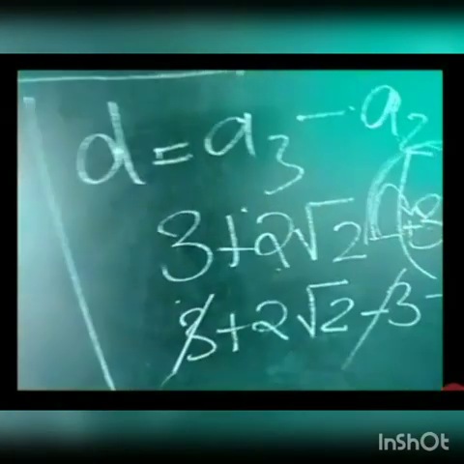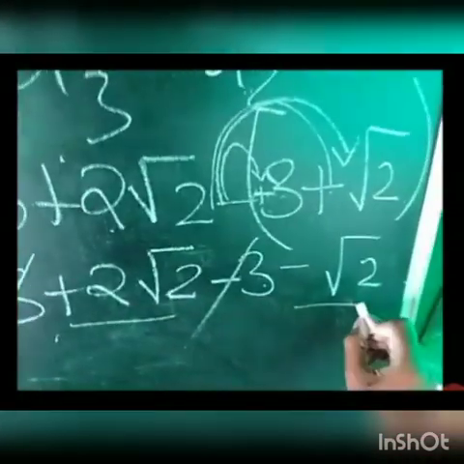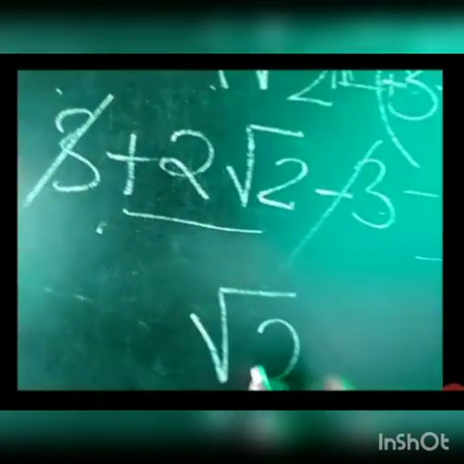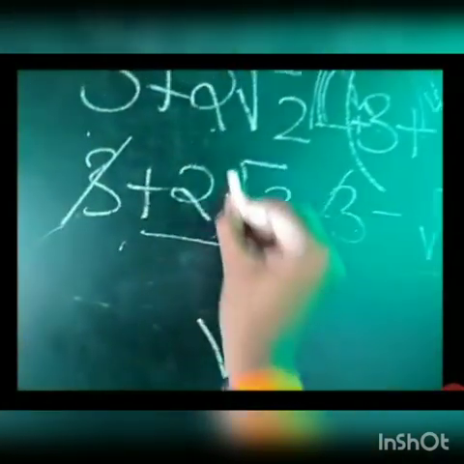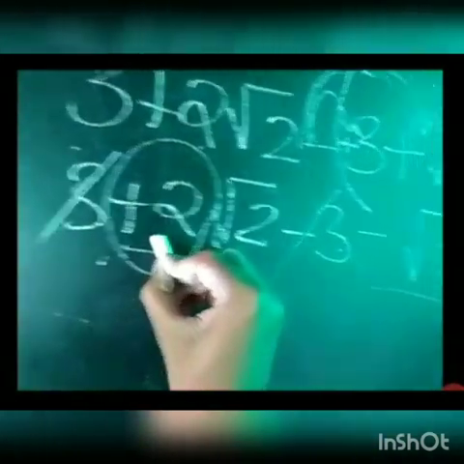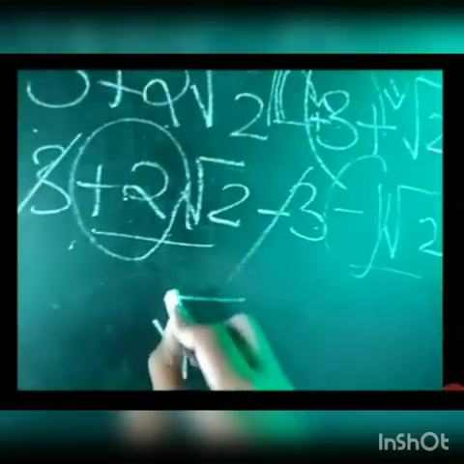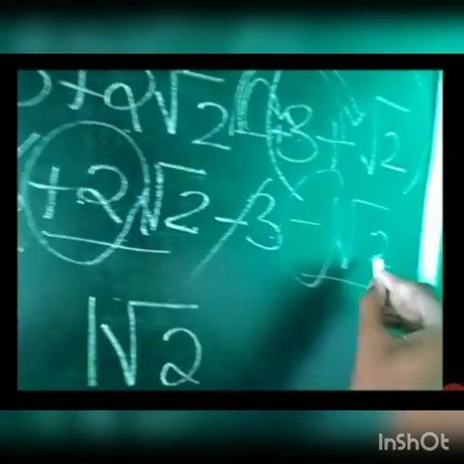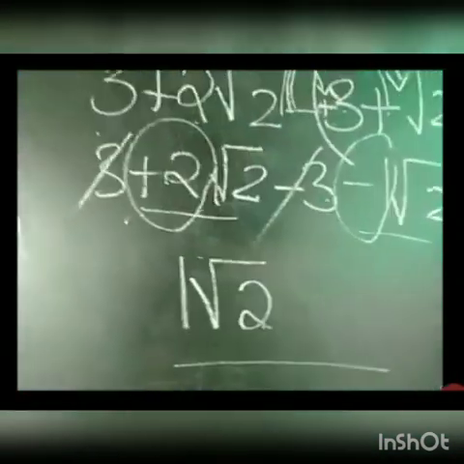3 and 3 gets cancelled to 0. 3 minus 3 is 0. This is 2 root 2 minus root 2. 2 root 2 minus root 2 is only root 2. How did we get 2 root 2 minus root 2 as only root 2? We are just going to subtract this 2 as well as this 1. Nothing means 1. 2 minus 1 is 1. Root 2 we are just going to retain as root 2 itself. This is how we are going to multiply an irrational number.